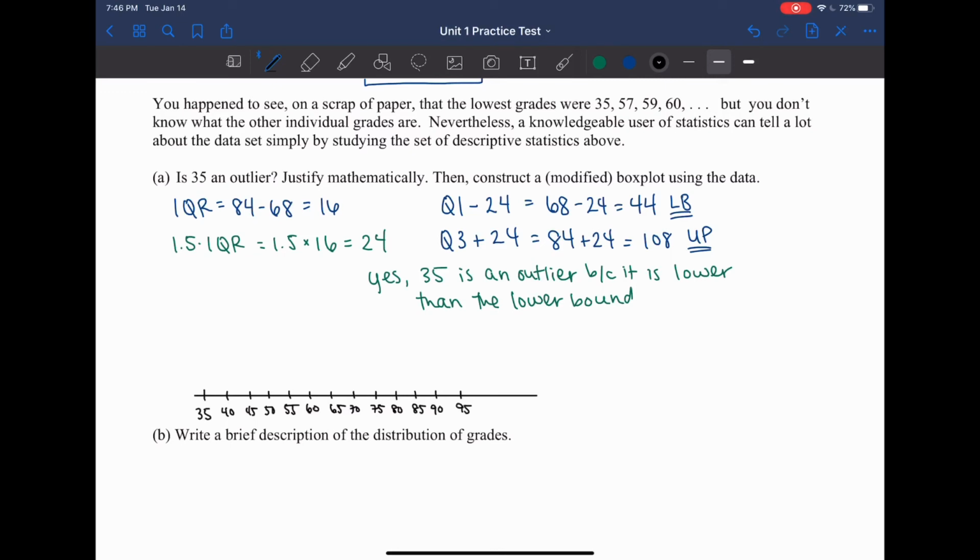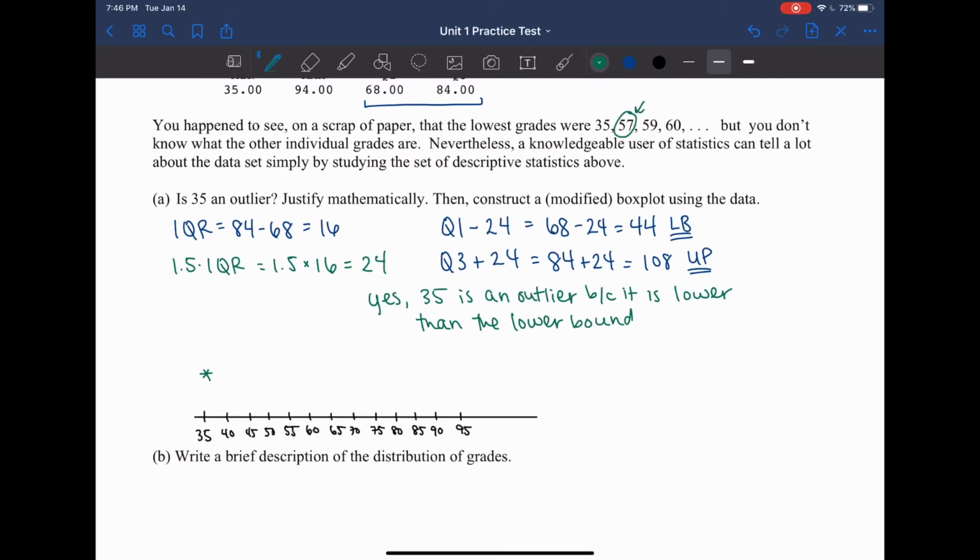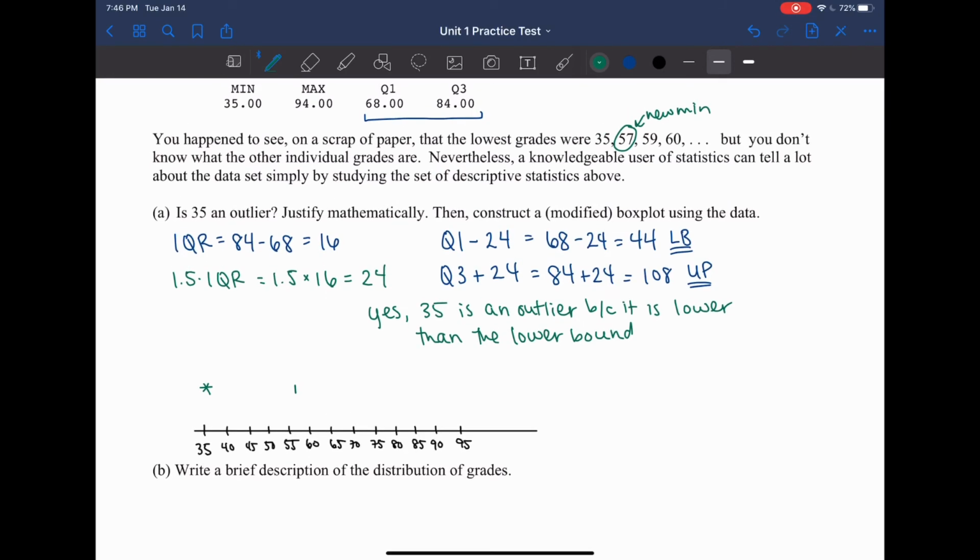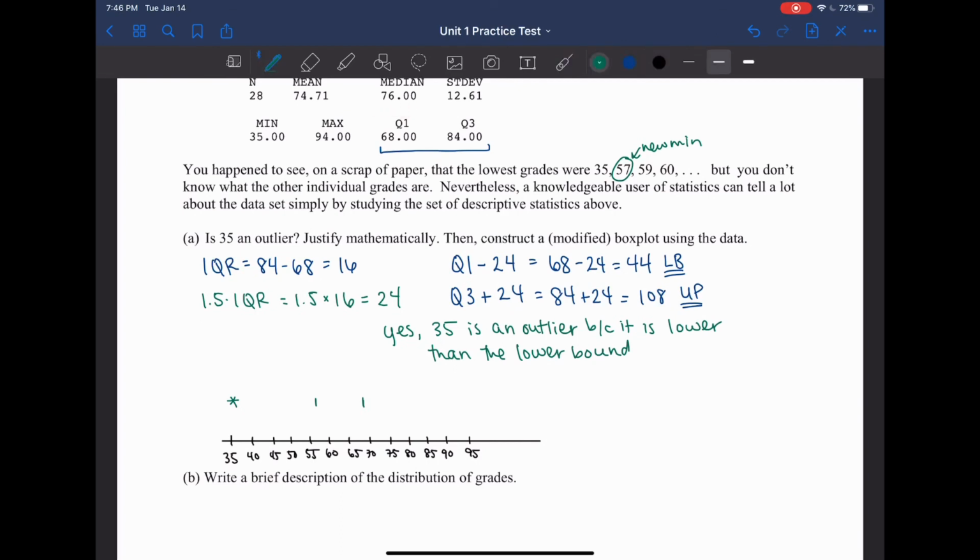Okay, and now we are going to graph this. So since 35 is an outlier, we're going to use a star to denote that. And that means 57 is going to be my new minimum. So 57 is approximately right here. So there's my minimum. Then I'm going to mark Q1, which is 68, which is approximately right here. And then my median, which is 76, which is approximately right here. Q3, which is 84, which is approximately right here. And then lastly, my maximum is 94, which is right here. So drawing my box plot, the box goes in the middle, and then I extend for my whiskers. So there is my box plot.